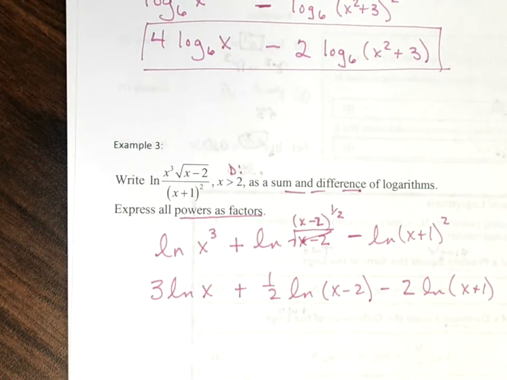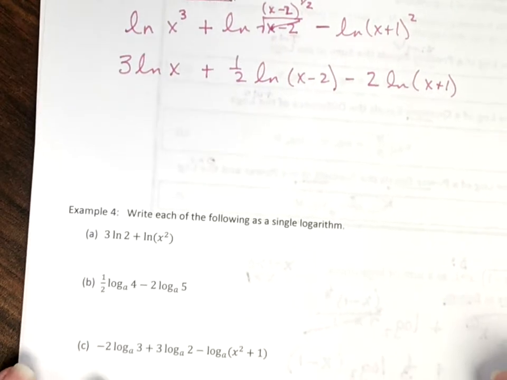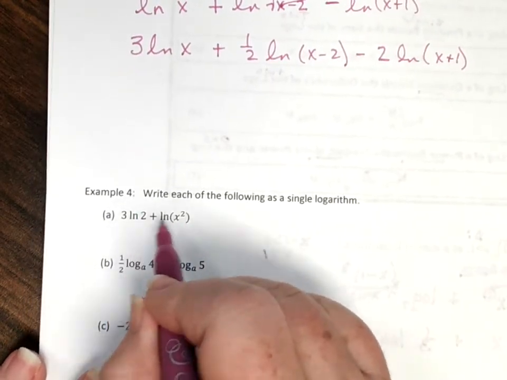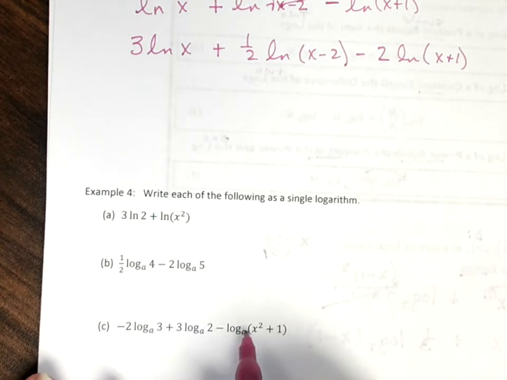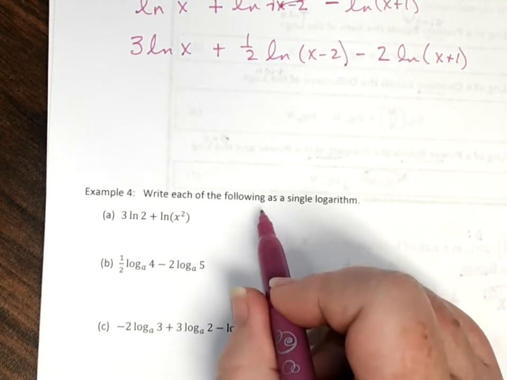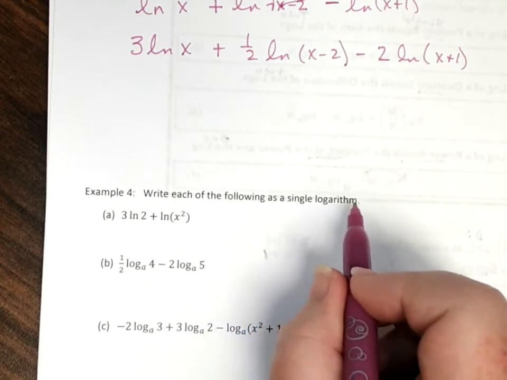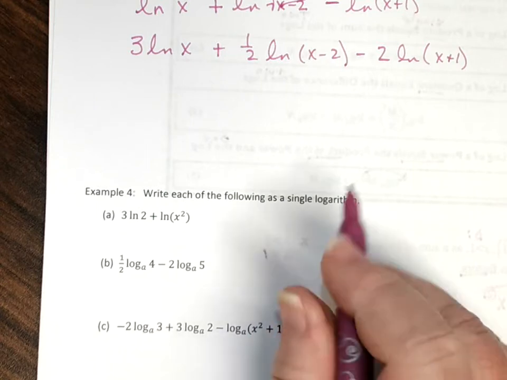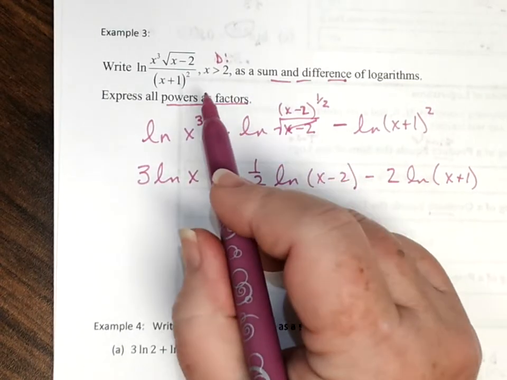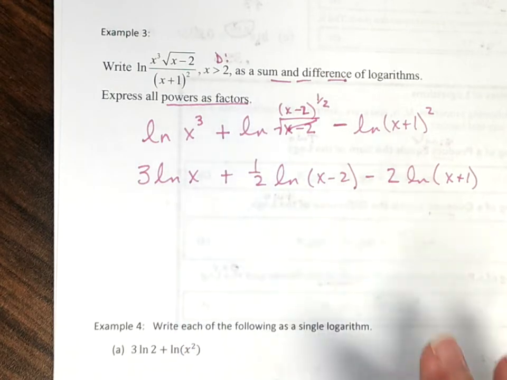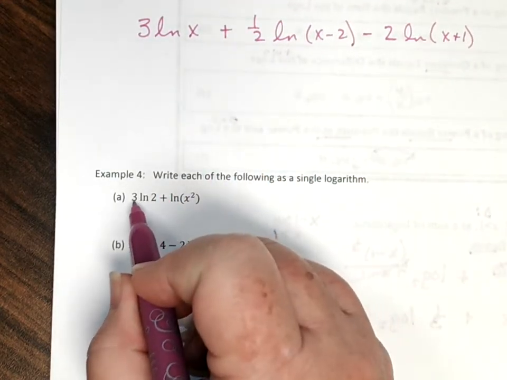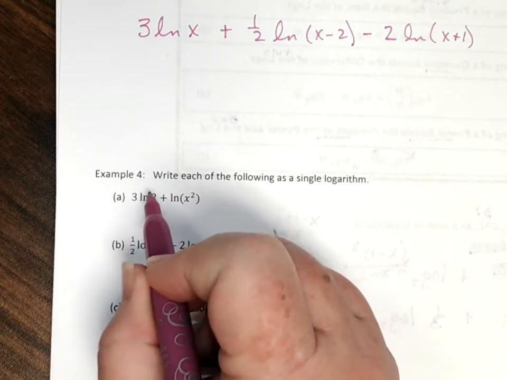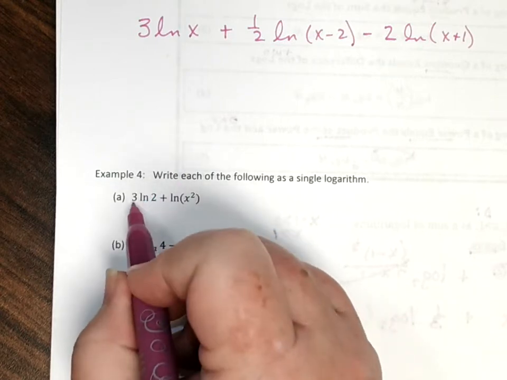Well, as opposed to expanding, we can also consolidate. We have got 2 logarithms here, we've got 2 logarithms here, and we've got 1, 2, 3 logarithms there, and they want us to express these as a single logarithm. Well, working backwards, remember the last thing we did was expressing our powers as factors. So the first thing we're going to do here is see if there's any factors that we need to throw back up as a power. And there is one right there.